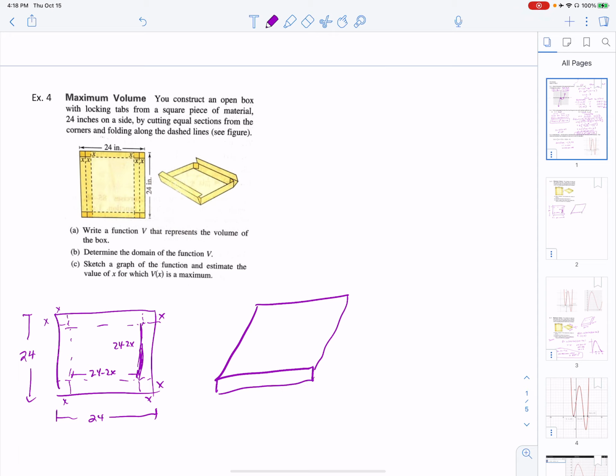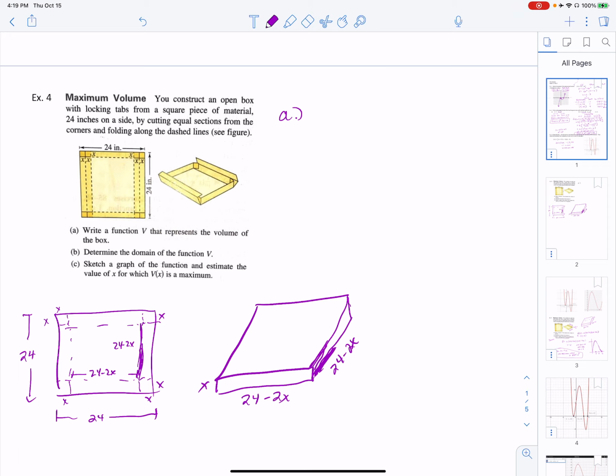So you get a box that when you fold it up, there's my box. When you fold it up, its height is x, and this side is 24, but remember you cut off x on both sides, so take off 2 lengths of x, and you did on the other side as well. And so as you cut those and fold it up, you get this. These are the dimensions.